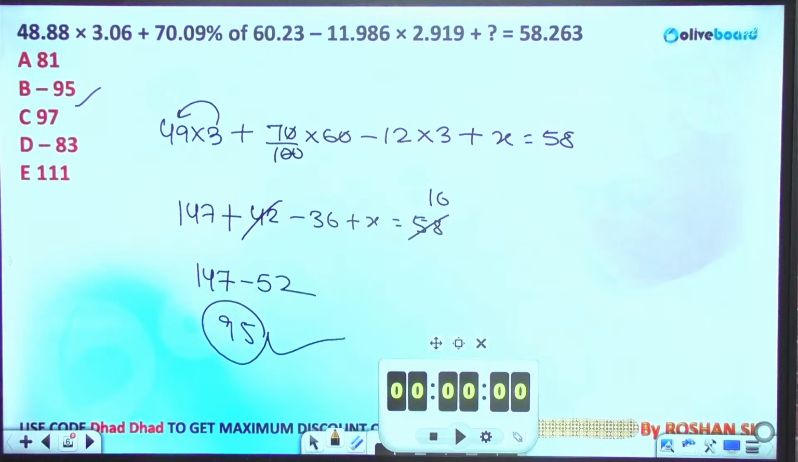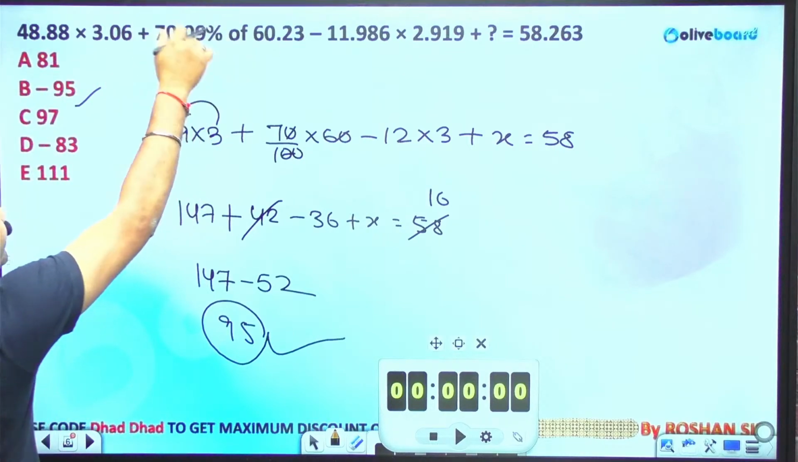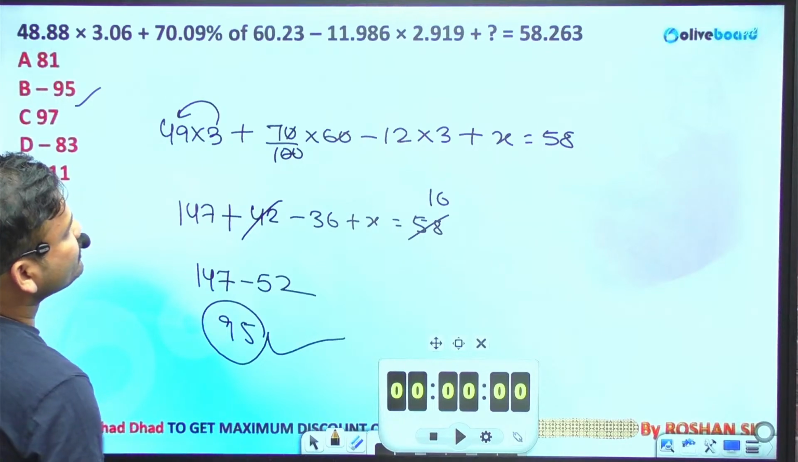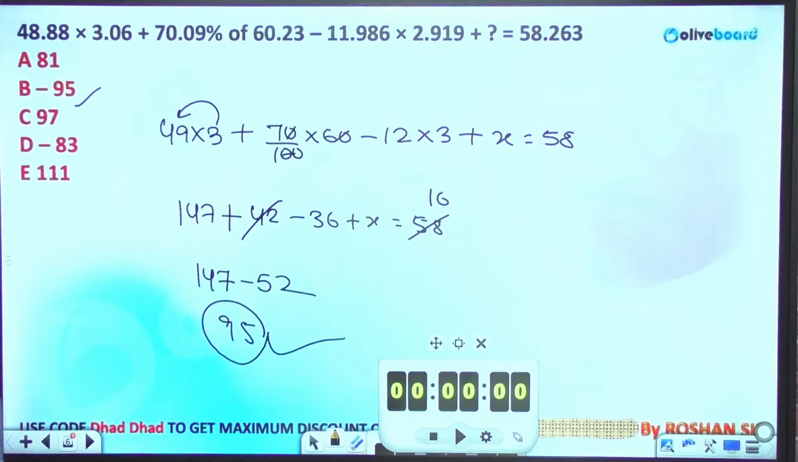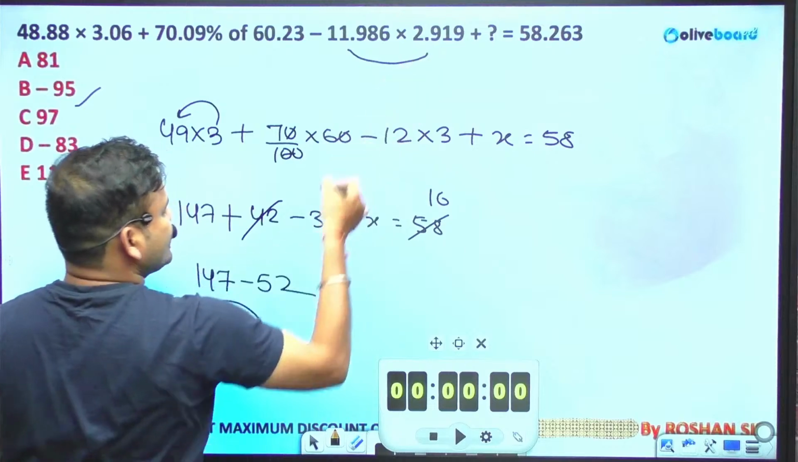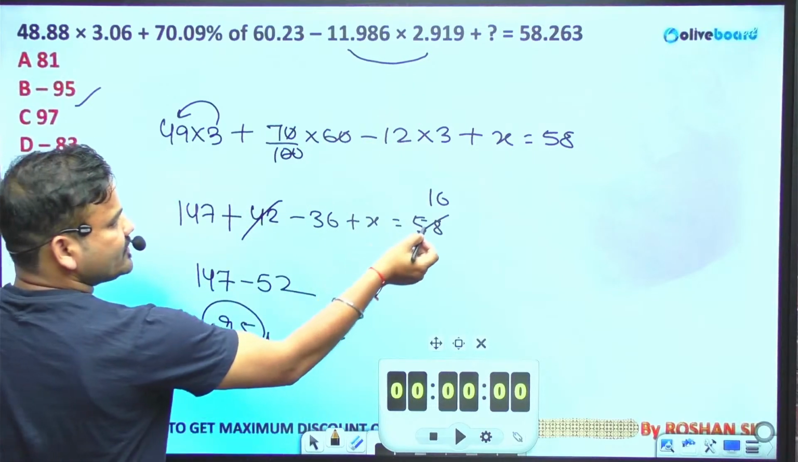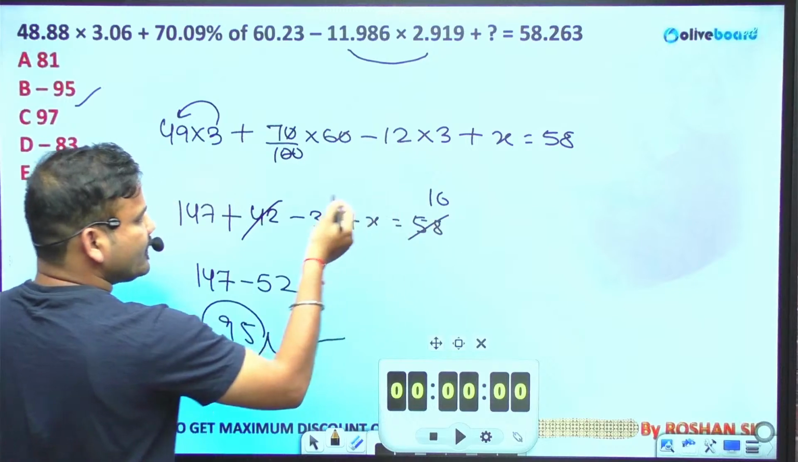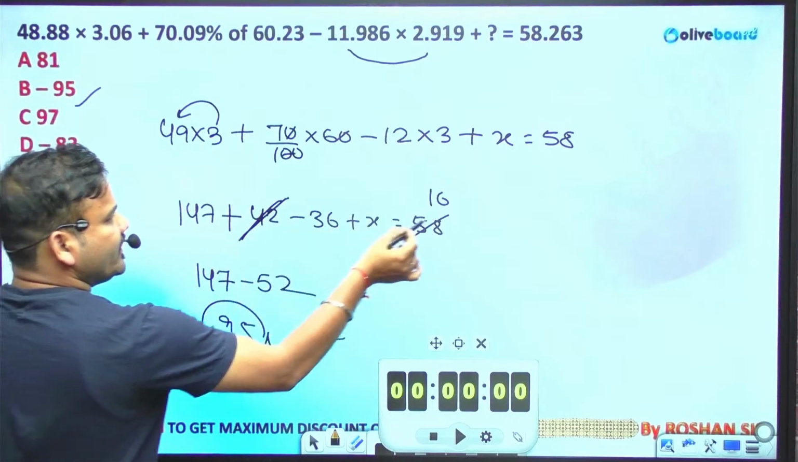But do we have a negative sign or what? No, the negative sign is not there. 49 times 3 is 147. Plus 70% of 60 is 42. Minus 12 times 3, which is 36, plus x equals 58. Just a second, equals 58. So this 58 will come to this side. 42 and 58 were eliminated.